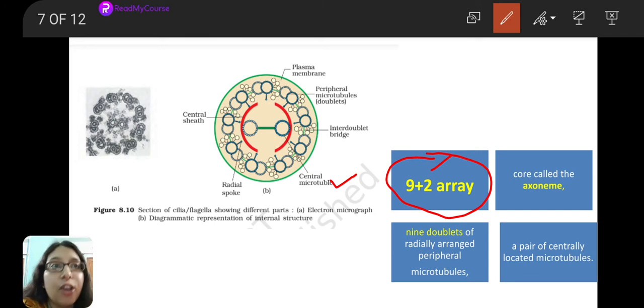And what is this 9? We have 9 doublets of radially arranged peripheral microtubules. See, 1, 2, 3, 4, 5, 6, 7, 8, 9. And they are in doublets. In case of centrioles, they were in triplets. Triplet arrangement we had seen. Now in case of flagella, we have doublet arrangement, that is 2. Okay. That is one difference between the basic structure of a centriole and a flagella.